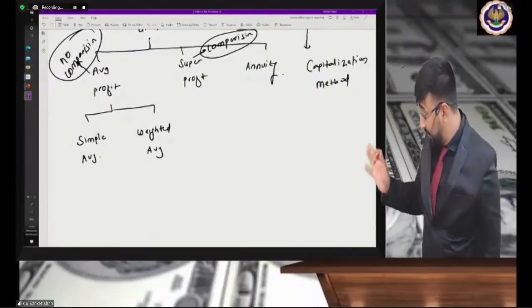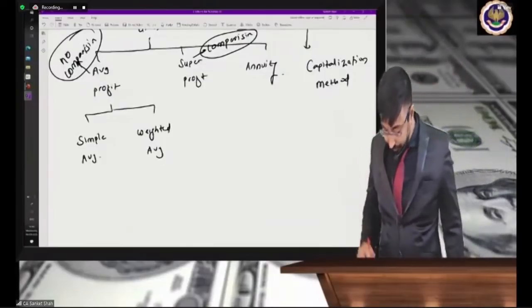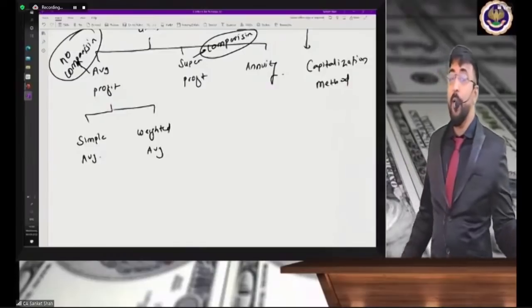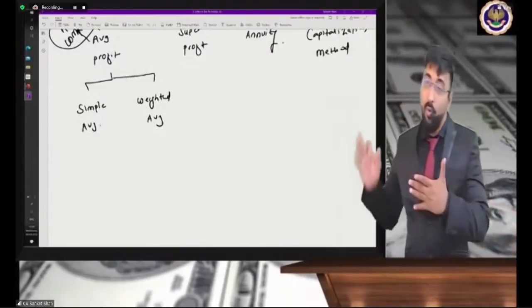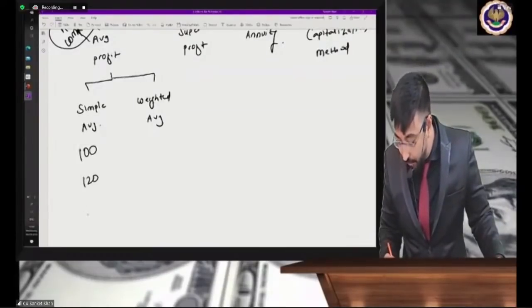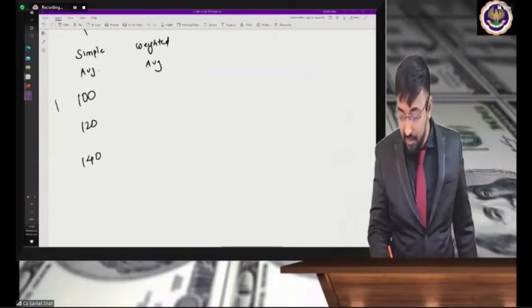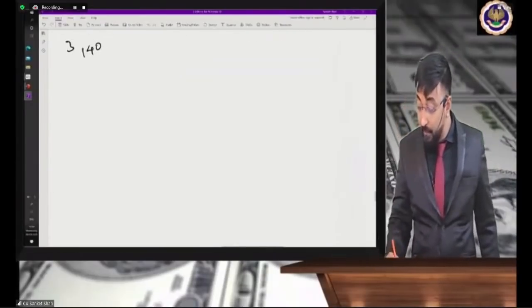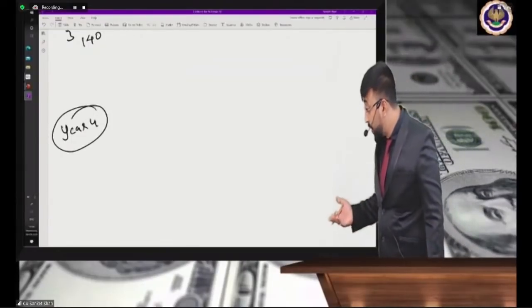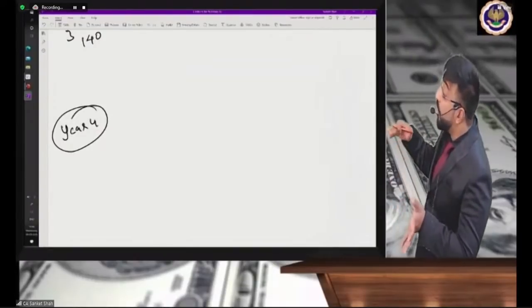So what is the basic difference between average profit and super profit? There is a comparison in super profit. In average profit, no comparison. What do you do? You will consider your past profit. Your past profit is 100, 120, 140. So you consider this your past 3 years profit, and now you are in year number 4. Remember, goodwill we calculate always for the future. For goodwill, we take help of past years, but we calculate goodwill for the future years.